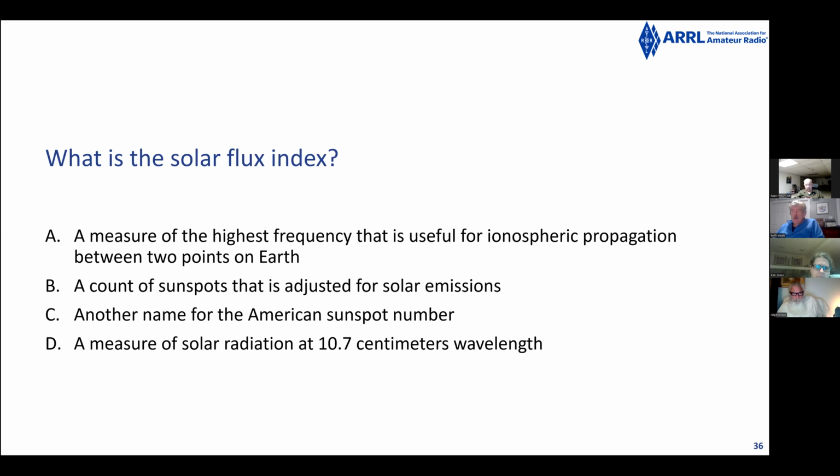What is the solar flux index? A, a measure of the highest frequency that's useful for ionospheric propagation. B, a count of sunspots adjusted for solar emissions. C, another name for the American sunspot number, or D, a measure of solar radiation at the 10.7 centimeter wavelength.